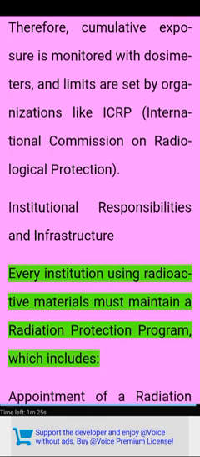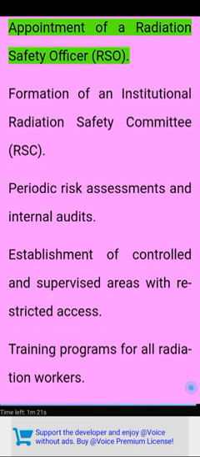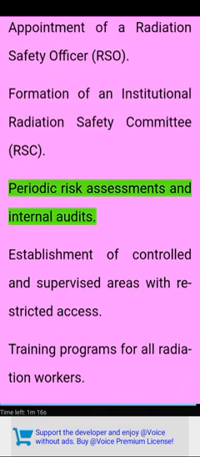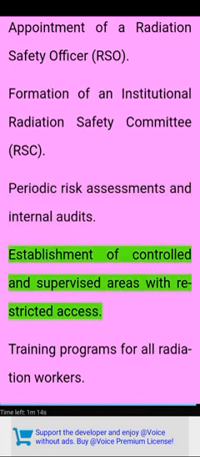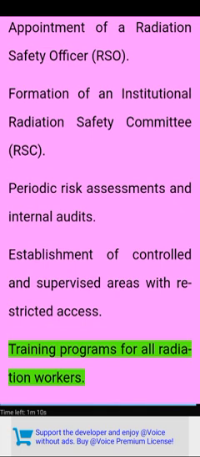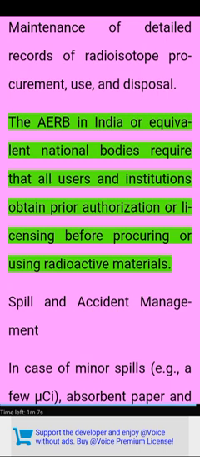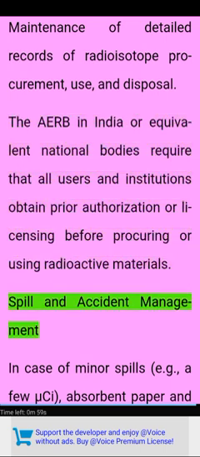Institutional responsibilities and infrastructure. Every institution using radioactive materials must maintain a radiation protection program, which includes appointment of a Radiation Safety Officer (RSO), formation of an Institutional Radiation Safety Committee (RSC), periodic risk assessments and internal audits, establishment of controlled and supervised areas with restricted access, training programs for all radiation workers, and maintenance of detailed records of radioisotope procurement, use, and disposal. The AERB in India, or equivalent national bodies, require that all users and institutions obtain prior authorization or licensing before procuring or using radioactive materials.